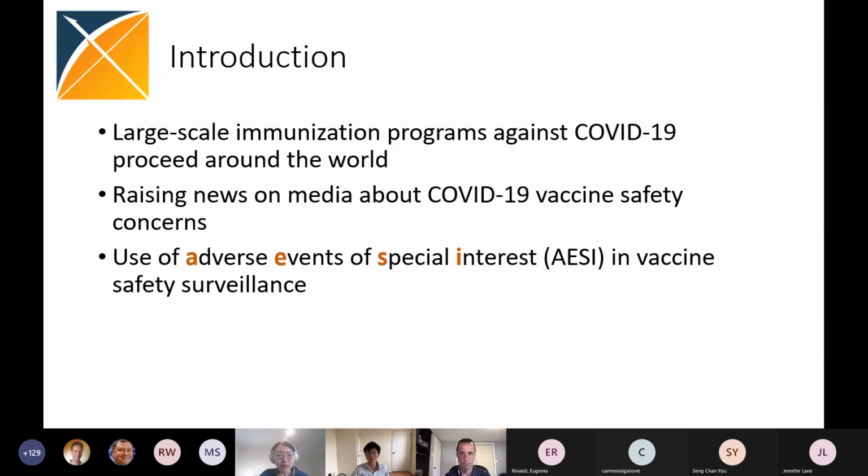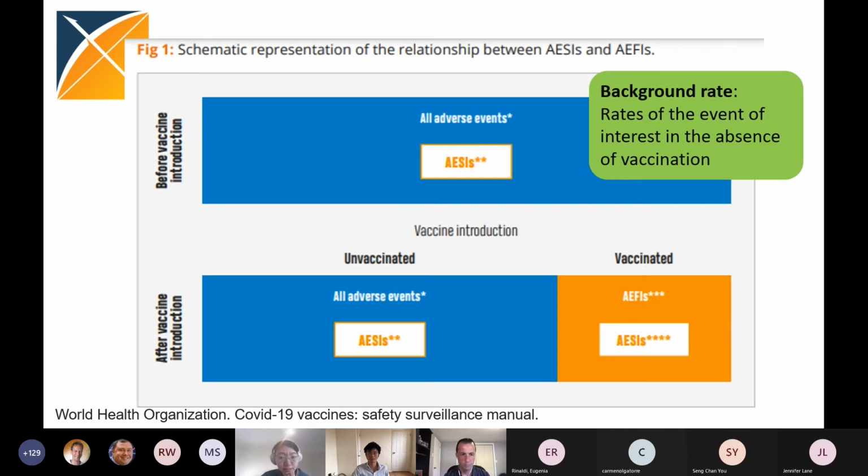To start, as we all know, there are large-scale immunization programs ongoing across the world. But we also know that those vaccines have been developed at a very rapid speed compared with other medications, and they are authorized under emergency use. Also, we've seen news these days raising safety concerns for the vaccines. So this introduces the concept of adverse events of special interest in vaccine safety surveillance.